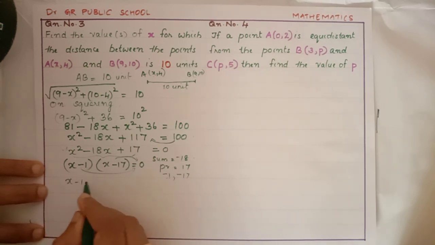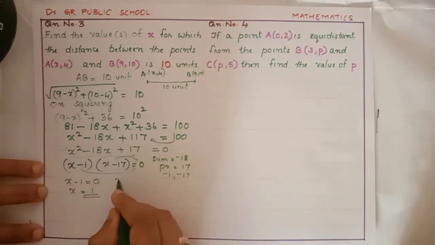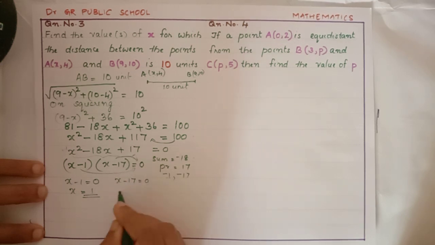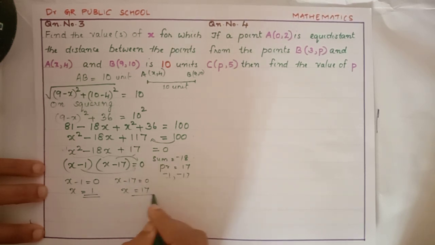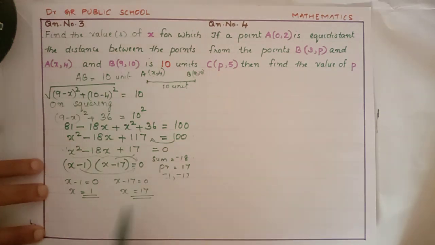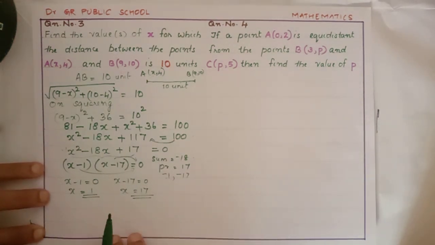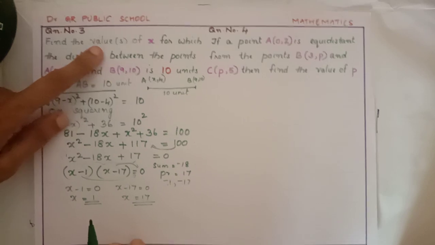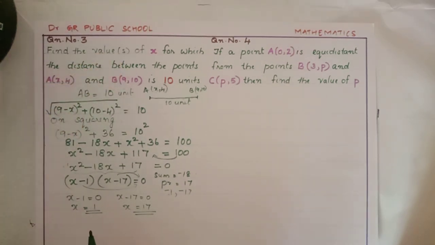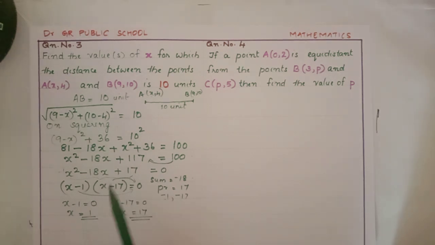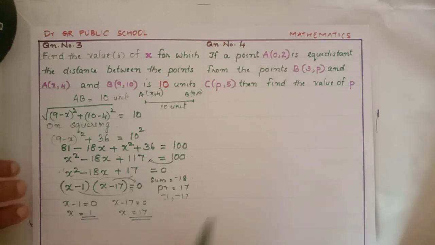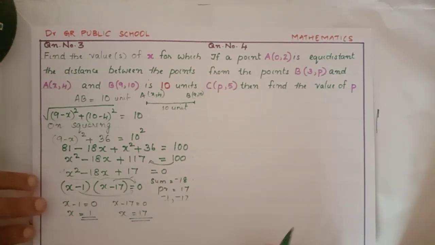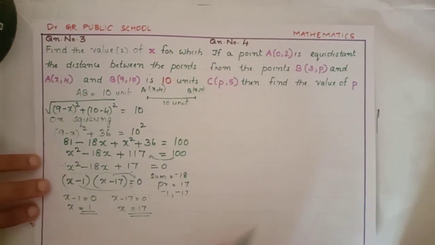Now how can we get the value of x? We can equate each factor to 0. So x minus 1 equal to 0, x equal to 1. Here x minus 17 equal to 0, so x equal to 17. See children, we got two values for x. That's why in the question it is written, find the value or values. In some questions we will get only one value, because sometimes the square term will cancel. But here we can't cancel. That's why we are getting two values for x.